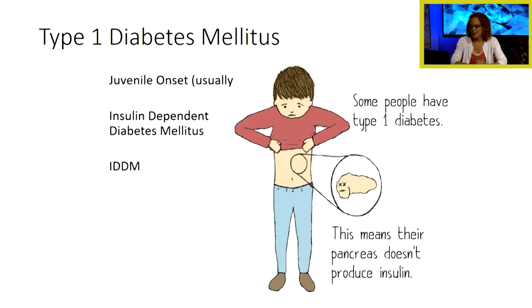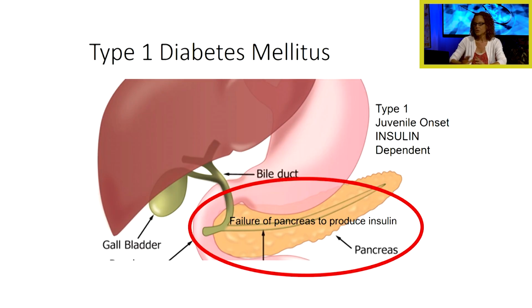First of all, we have type 1 diabetes. Traditionally known as juvenile onset, usually. It's insulin-dependent diabetes mellitus, and what this means is that their pancreas does not make insulin. So type 1 diabetics have a failure of insulin production. So the pancreas does not produce insulin.